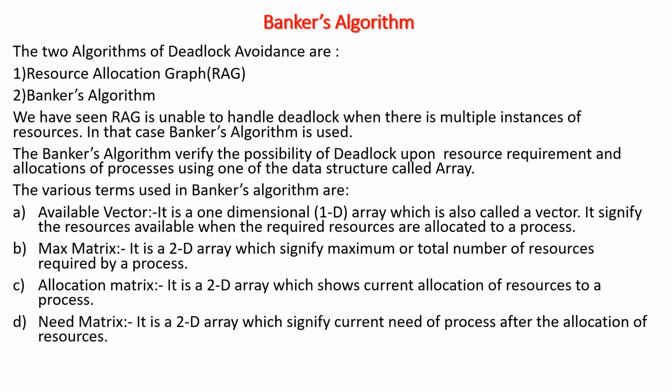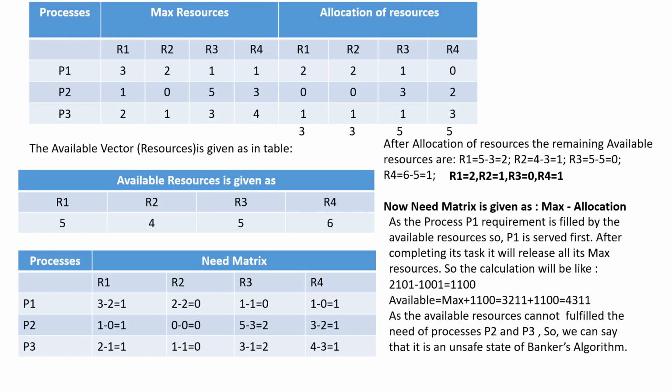So there are various terms used in banker's algorithm, like the available vector, the number of resources which are currently available. Then the max matrix means the maximum resources which a process needs to complete its execution. Then the allocation matrix, the number of resources which are currently allocated to a process. And the need matrix, the total number of resources which will be required by a process in the near future. This is one example of the banker's algorithm here.